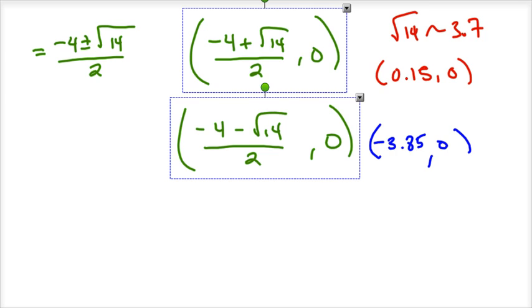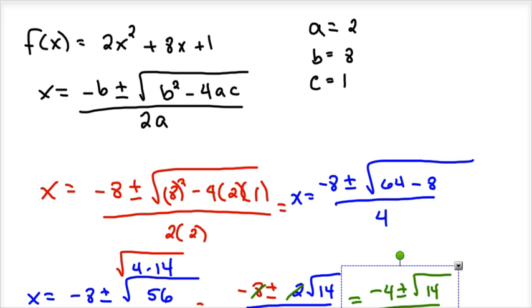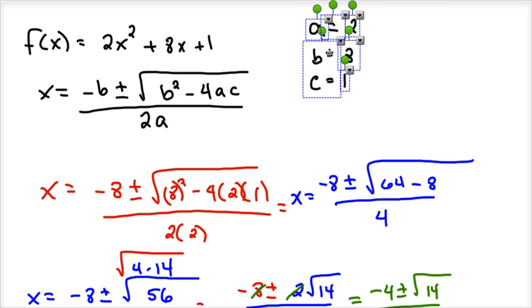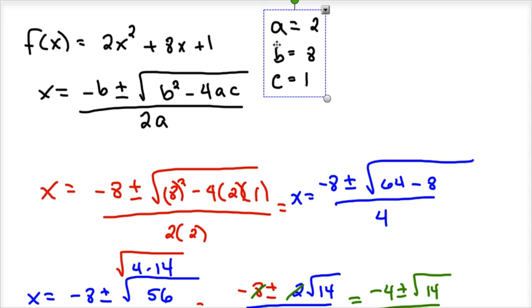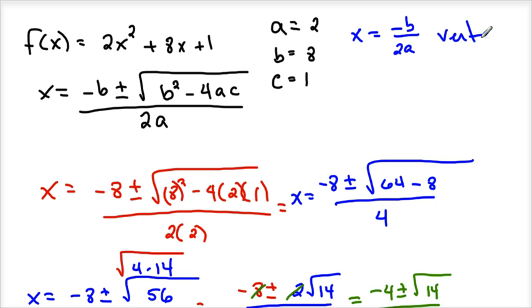We still need our vertex. And again, we're just going to use our -b over 2a. X equals -b over 2 times a for my vertex. So in this case, we have negative 8 divided by 2 times 2, negative 8 divided by 4, which is negative 2. All right, so now we have the x coordinate. We still need the y coordinate. How do we find the y coordinate?